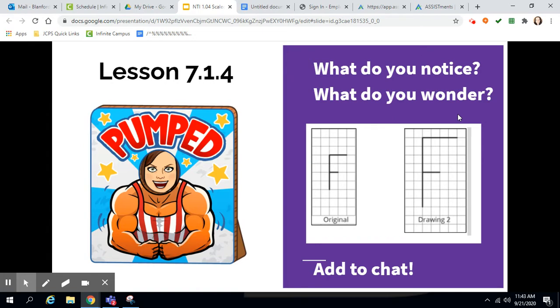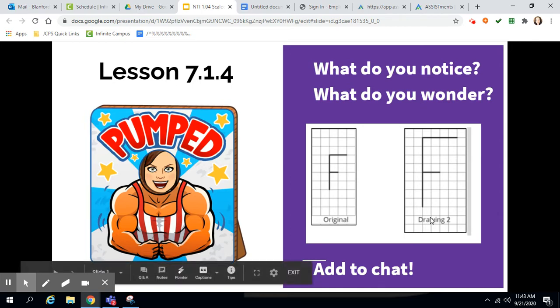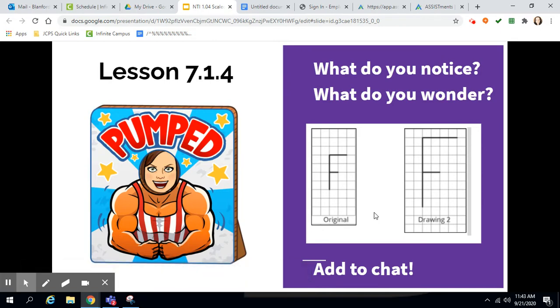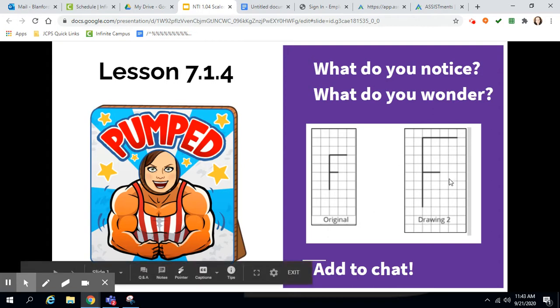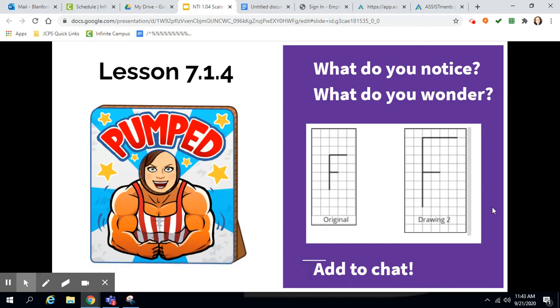And that makes me realize, gosh, I'm doing the same thing to every side length on the original. I'm multiplying it by 2 to get drawing 2. So that tells me the scale factor is 2, because I remembered that scale factor is the number you multiply the original by to get the scaled copy. So these are scaled copies with a scale factor of 2.